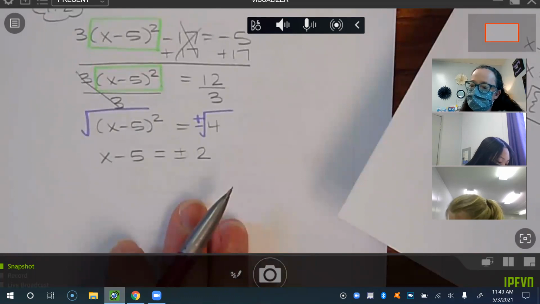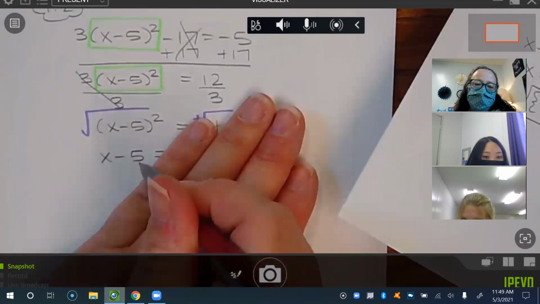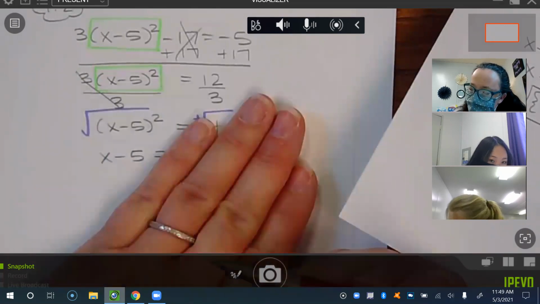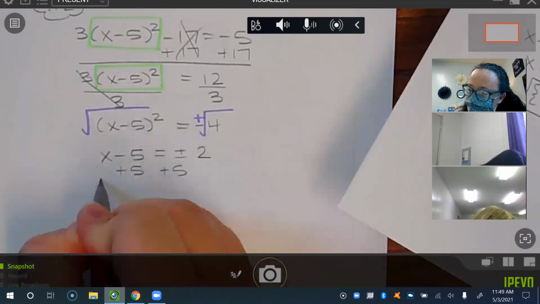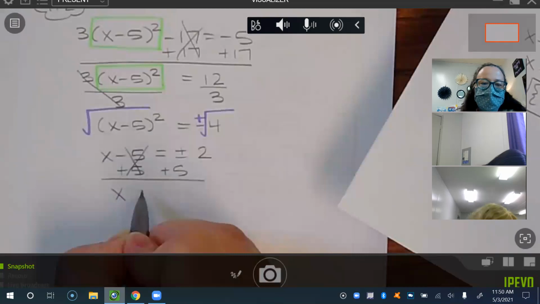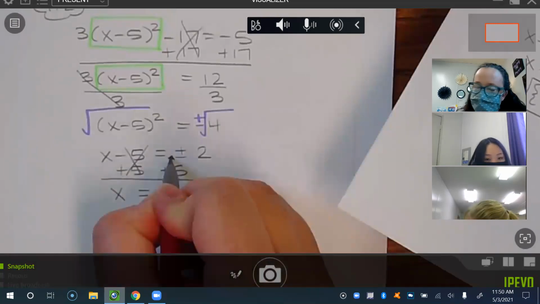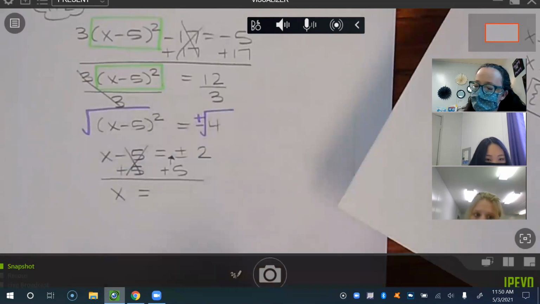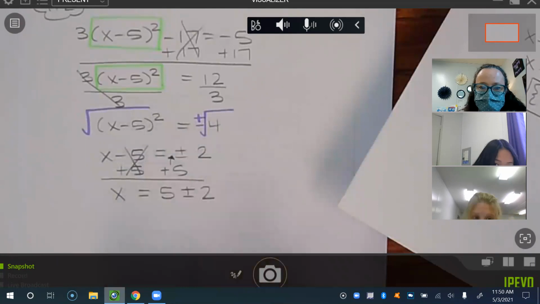Okay, so just ignore this for a minute. How would I get rid of a minus 5? Add 5. So I'm going to add 5 to both sides. So I get x equals. Now, what you would do here is you'd put this in front of the plus or minus. So a positive 5 in front of the plus or minus.